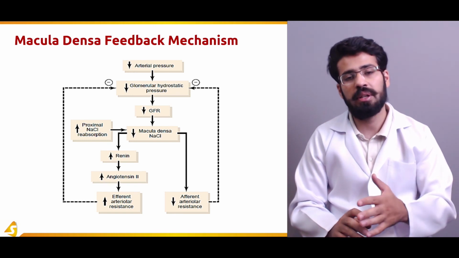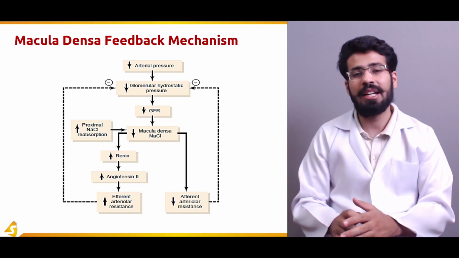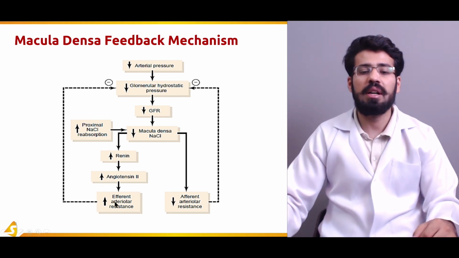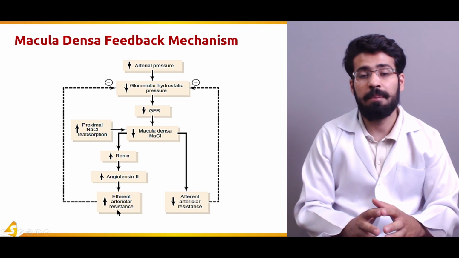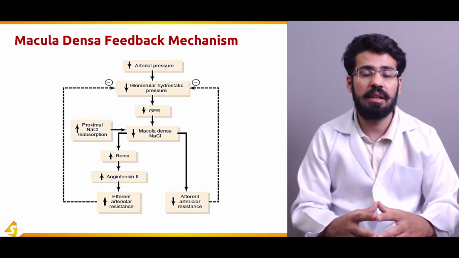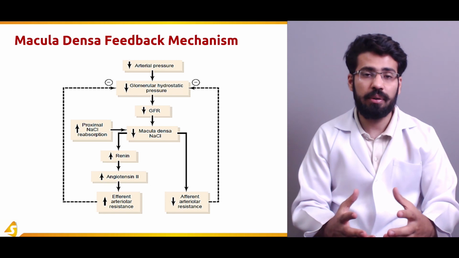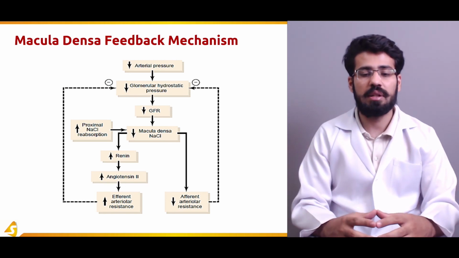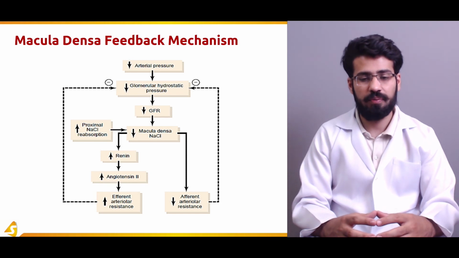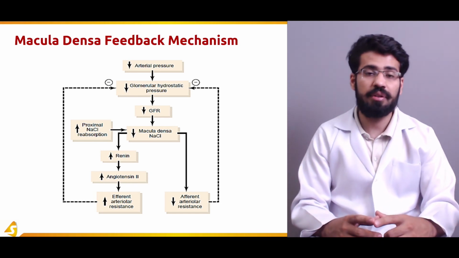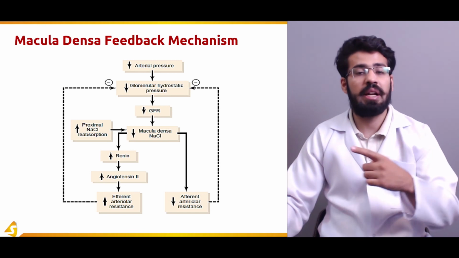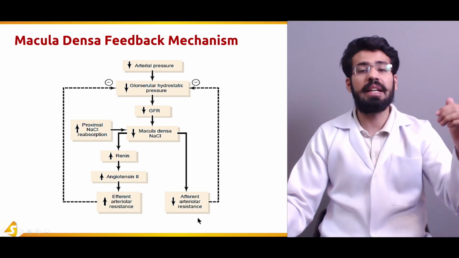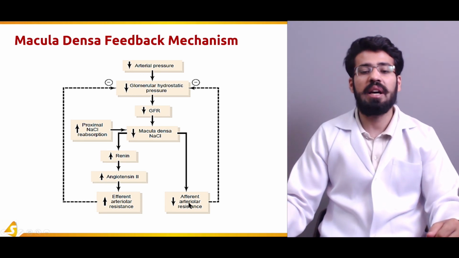The angiotensinogen will, of course, be activated by the renin into angiotensin 2, which is a powerful vasoconstrictor. When I say that it will cause vasoconstriction, what will it be doing? It will be basically increasing the resistance of the efferent arterioles, the arterioles that are exiting from the glomerular capillaries. And it will decrease the resistance of the afferent arteriole.